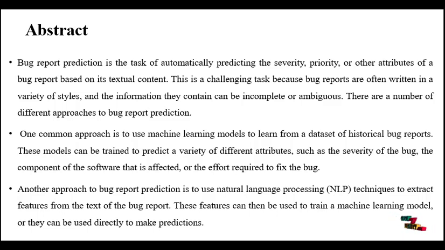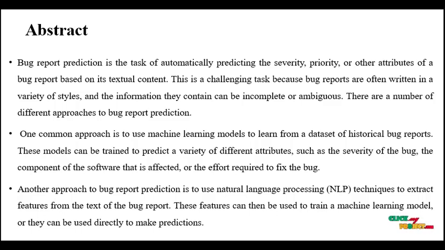There are a number of different approaches to bug report prediction. One common approach is to use a machine learning model to learn from a dataset of historical bug reports. These models can be trained to predict a variety of different attributes such as the severity of the bug, the component of the software that is affected, or the effort required to fix the bug.